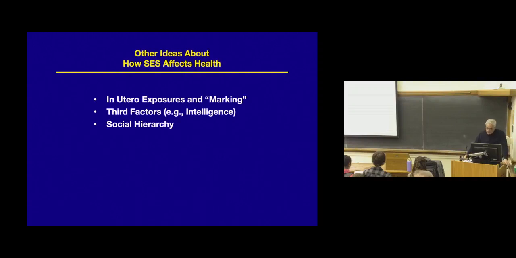Now, since the factors we considered earlier, behaviors, nutrition, access to healthcare, and so forth, appear to account for only a portion of the putative effect of socioeconomic status on health, people have begun to look at a variety of other intriguing explanations. We're going to cover some of these in the class: in utero exposures and marking, so-called third factors, which I already alluded to, like intelligence, and another set of ideas, having to do with social hierarchy, which we'll discuss at length, I think in a whole lecture. And the first on this list is something known as the Barker hypothesis.